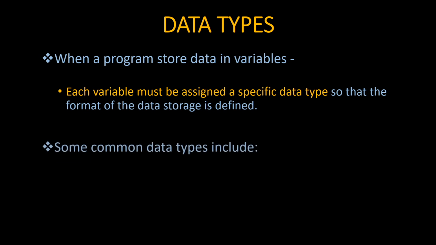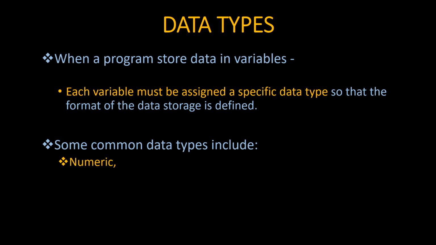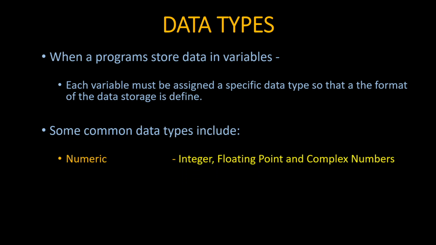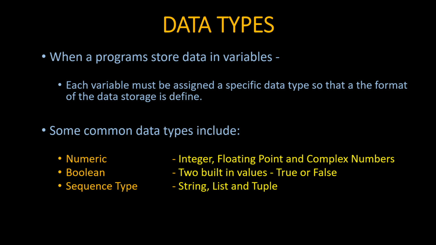Okay, so these are some data types included like numeric, Boolean, sequence type, and dictionary. So in numeric we have integer, floating point, and complex number. And in Boolean we have two built-in values. First is true and our second is false. So our third is sequence type. In sequence type we have string, list, and tuple. And our last is dictionary. In dictionary we have key value pair.